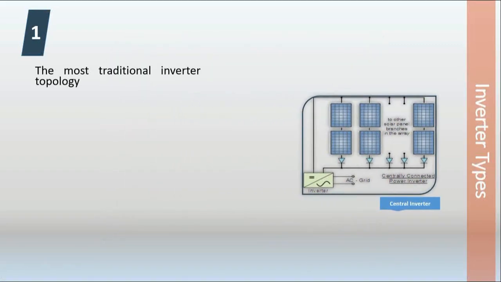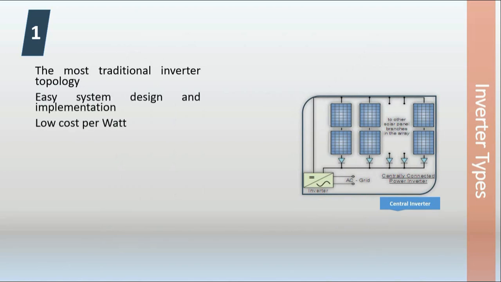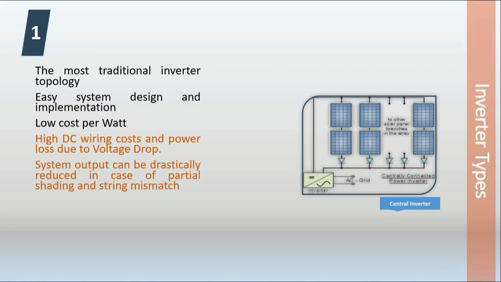This has some advantages: it is the most traditional inverter topology, with easy system design and implementation. Also, it has low cost per watt. But the disadvantages are the high DC wiring cost and power loss due to voltage drop, and also system output can be drastically reduced in case of partial shading and string mismatch. It is a single failure point for the entire system, and monitoring is at array level.